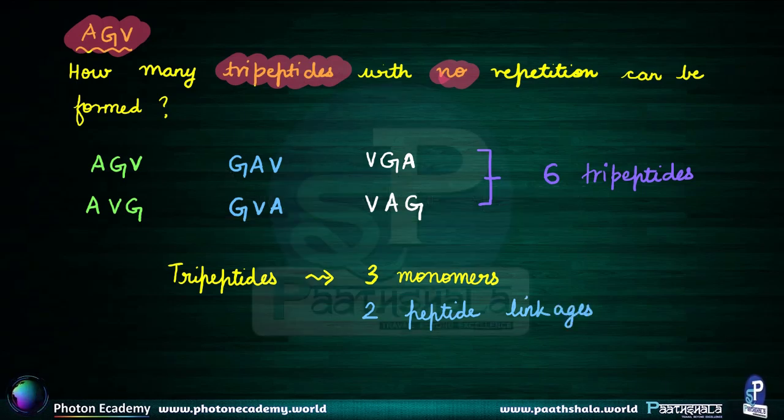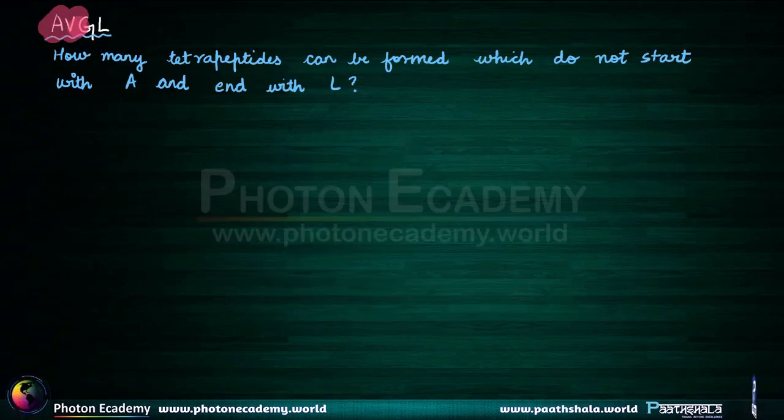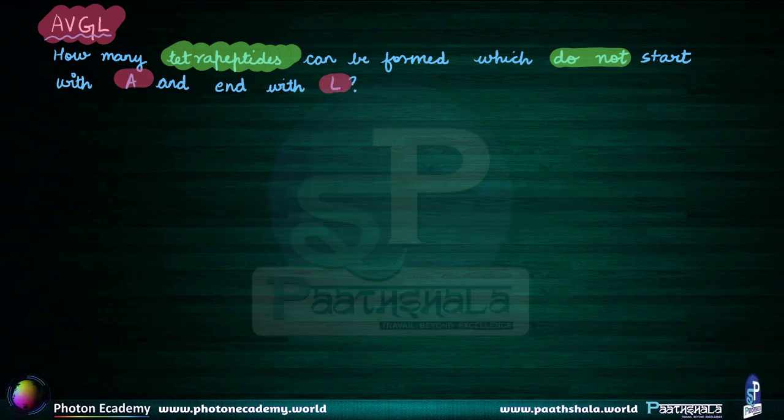So what if there are tetrapeptides? Then we'll have 3 peptide linkages, but we'll have 4 monomers. Okay, so that is the thing that we have to keep in mind. Now coming to the last question that we have, that is, what if we get AVGL and we are asked how many tetrapeptides can be formed which do not start with A and end with L. Okay, so we have to keep in mind that they don't have to start with A and end with an L.